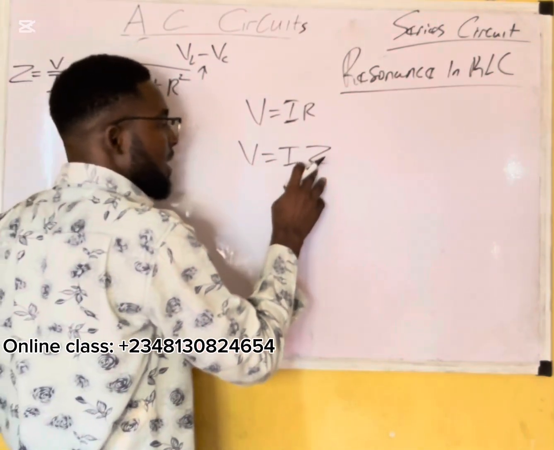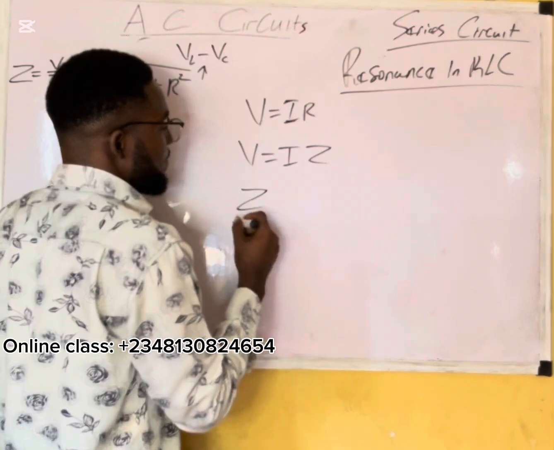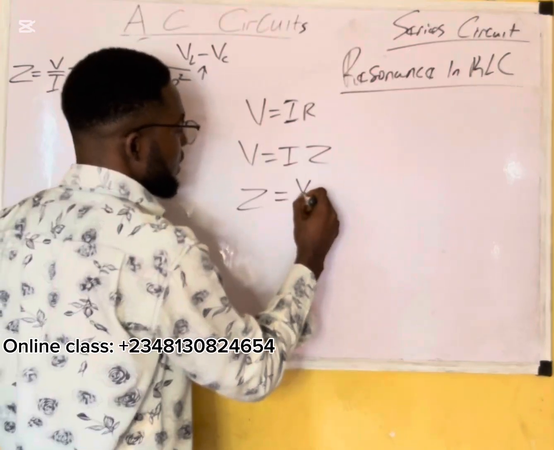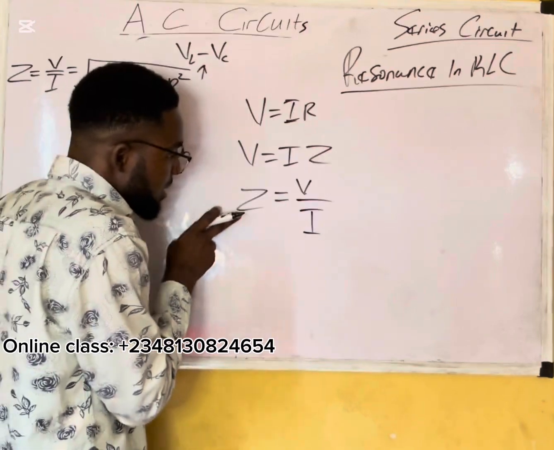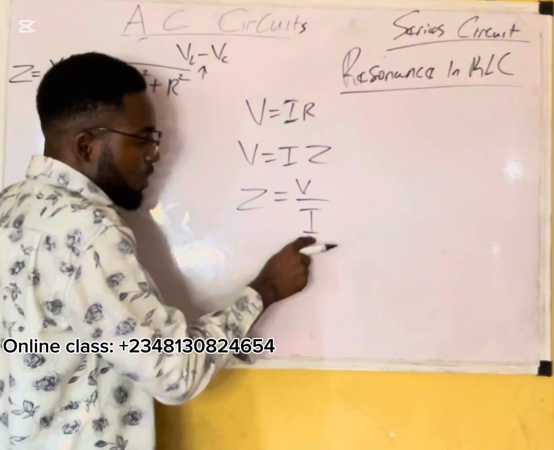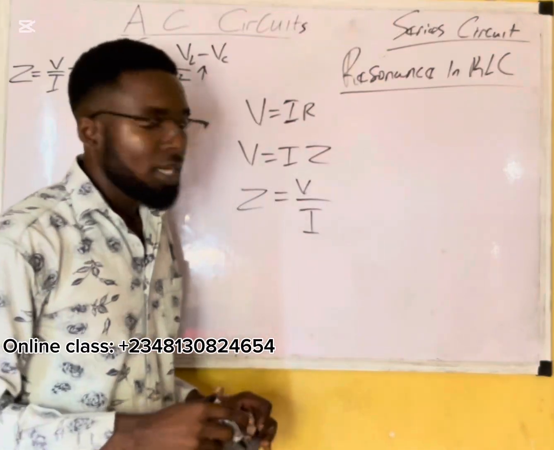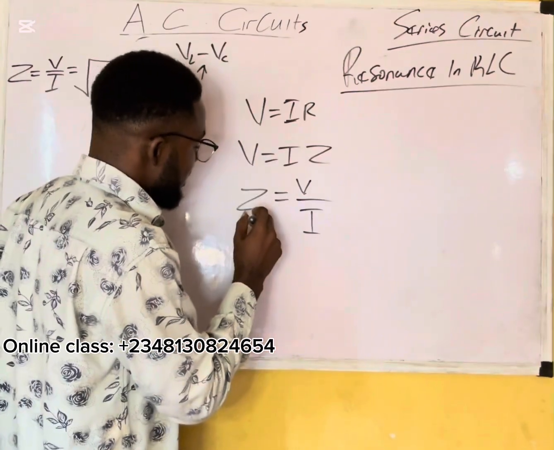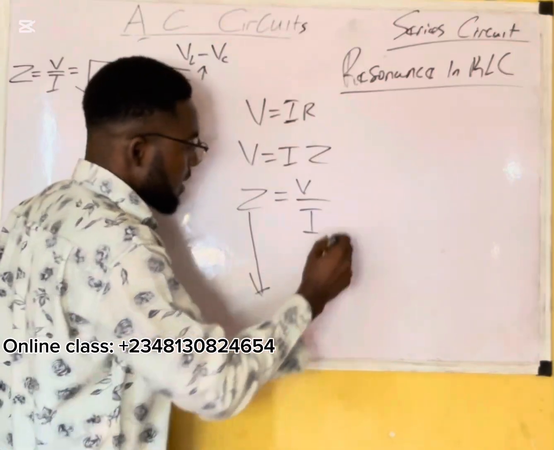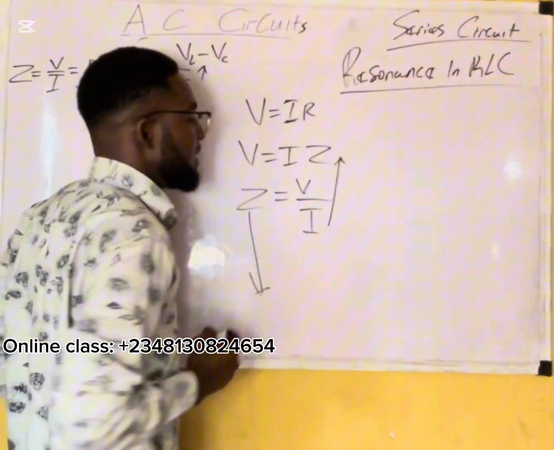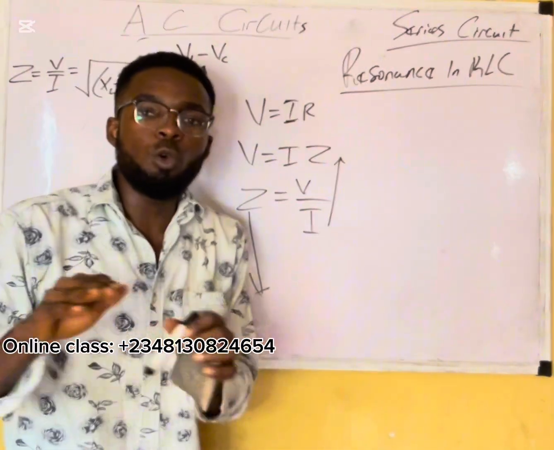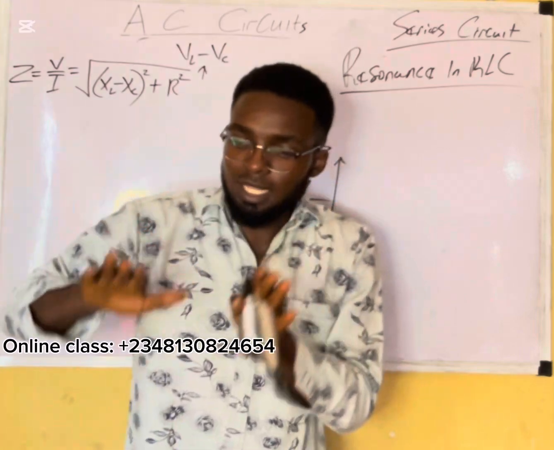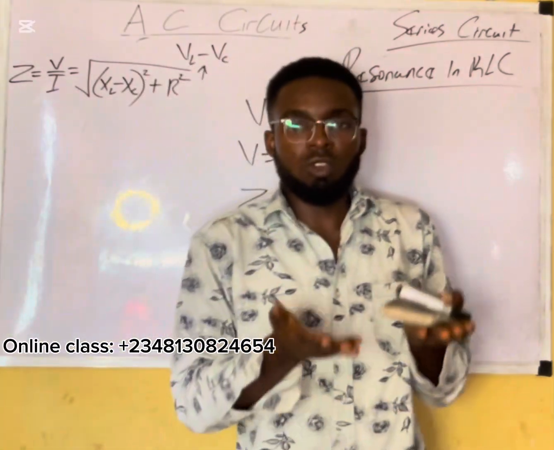Now, this impedance is equal to V over what? The current. We can say that the impedance is inversely proportional to the current. That means if the impedance decreases, the current will increase. Impedance is the opposition to the flow of current. If the impedance decreases, the current will increase.